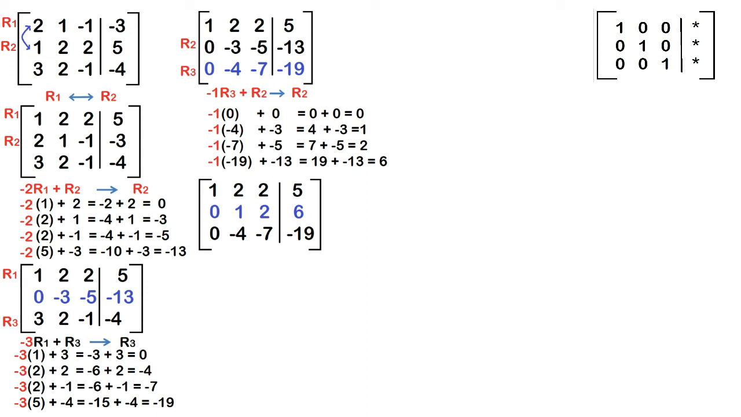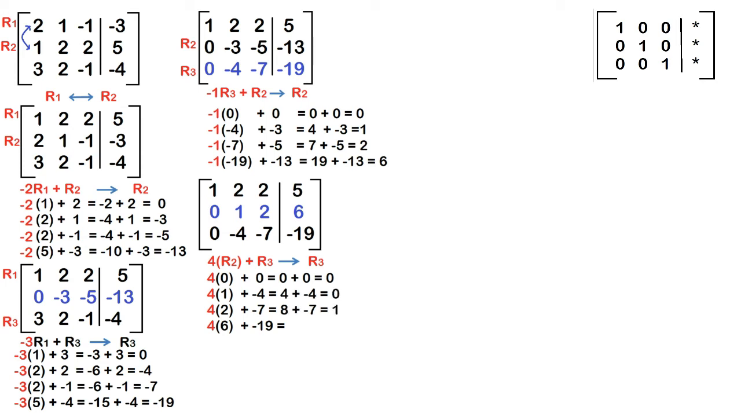To make -4 equal to 0, add its opposite. Multiply 4 to row 2, add the product to row 3, replace row 3 with the sum. 4 times row 2 plus row 3 to replace row 3. 4 times the numbers in row 2, 0, 1, 2, 6, plus the numbers in row 3, 0, -4, -7, -19 is equal to 0 plus 0 equals 0, 4 plus -4 equals 0, 8 plus -7 equals 1, 24 plus -19 equals 5. Replace row 3, copy row 1 and row 2.